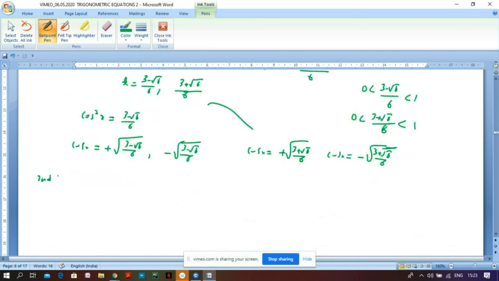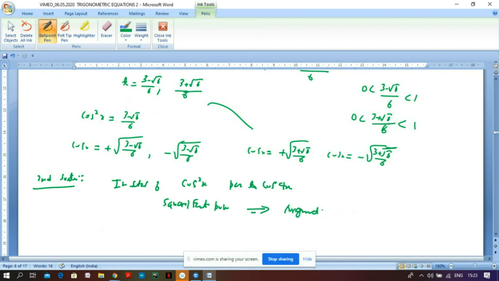The second solution. The point I want to make is that in the second solution, instead of cos square x, pass to cos 4x. Cos 4x means go to the double of the argument, or multiple argument, rather than a square. So this is a square or fourth power. Go to, in fact, make the argument double.